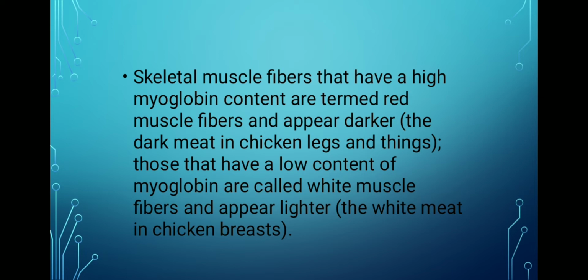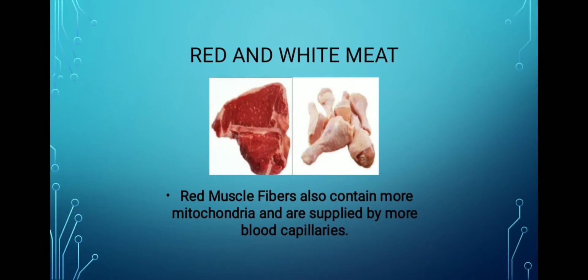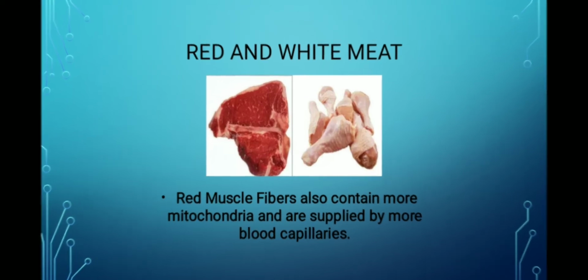The darker meat in the chicken legs and things. Those that have a low content of myoglobin are called white muscle fibers and appear lighter. The white meat in chicken breast. The red and white meat. Red muscle fibers also contain more mitochondria and are supplied by more blood capillaries.